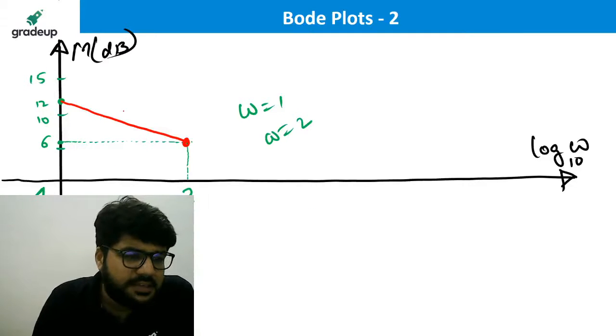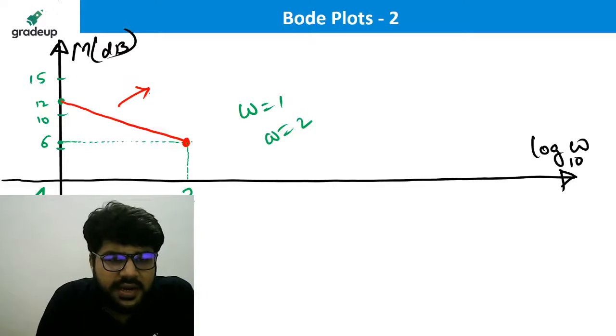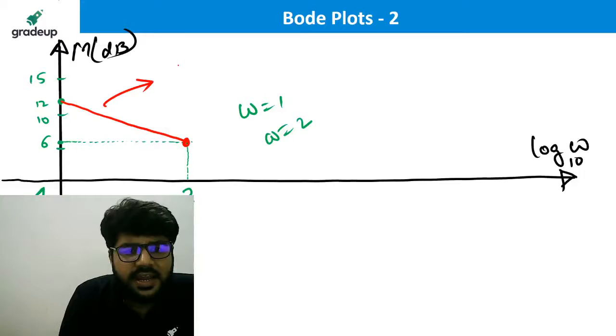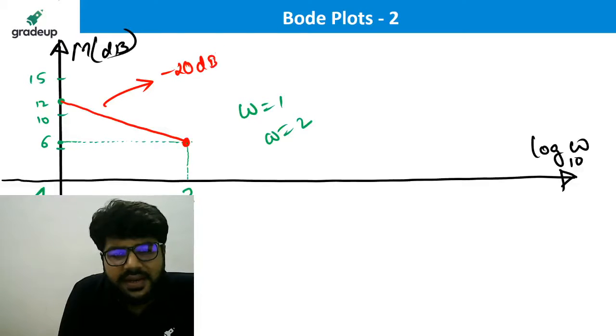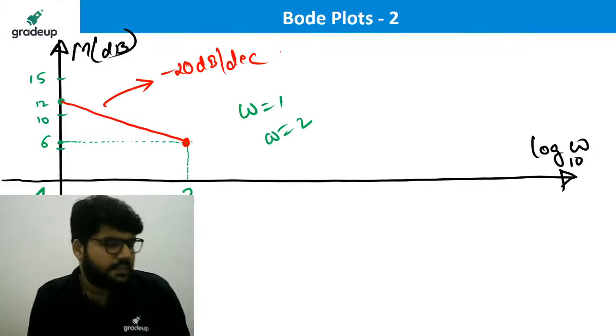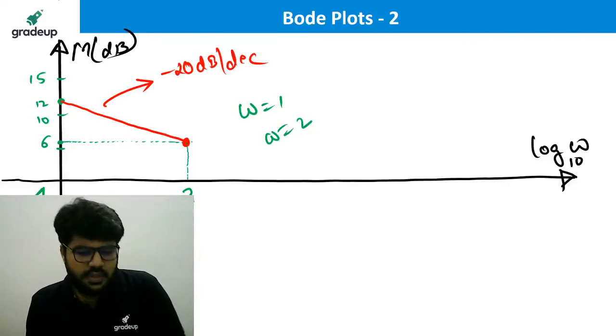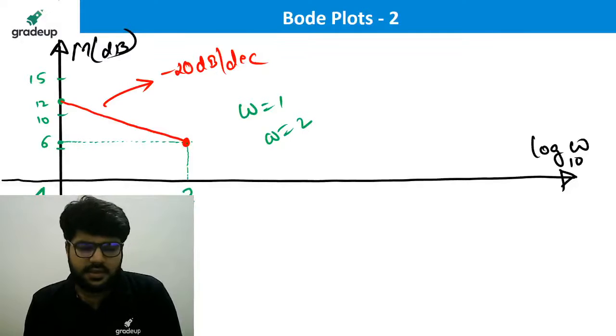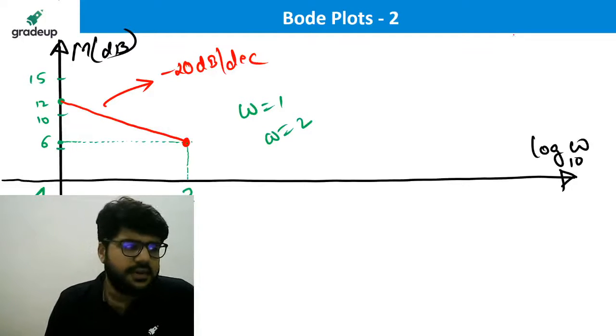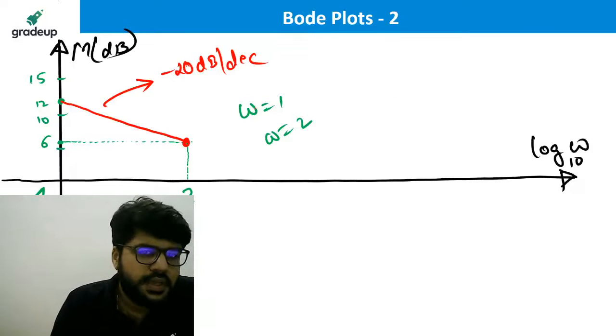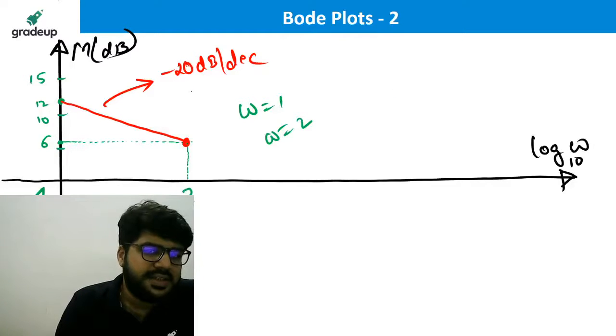Initial part, as I've explained in the last class, is a straight line having a slope of minus 20 decibel per decade. Minus 20 decibel per decade, right? So this line has a slope of minus 20 decibel per decade.